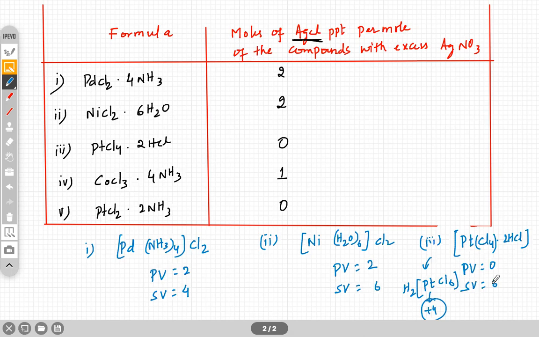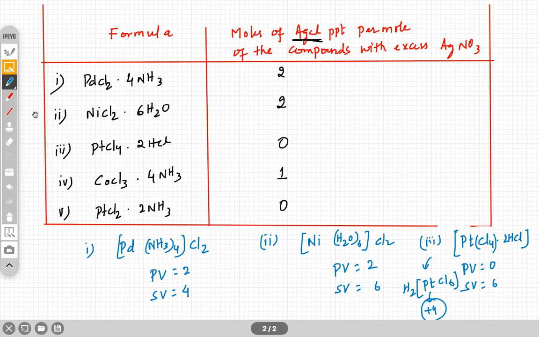Okay, the fourth one, you try. What is the primary valency you are getting in the fourth one? Only one atom should be outside, right? So 4NH3 and 1 Cl should be inside. So 5 is the secondary valency. And the primary valency would be? Sir, 3. So 1.